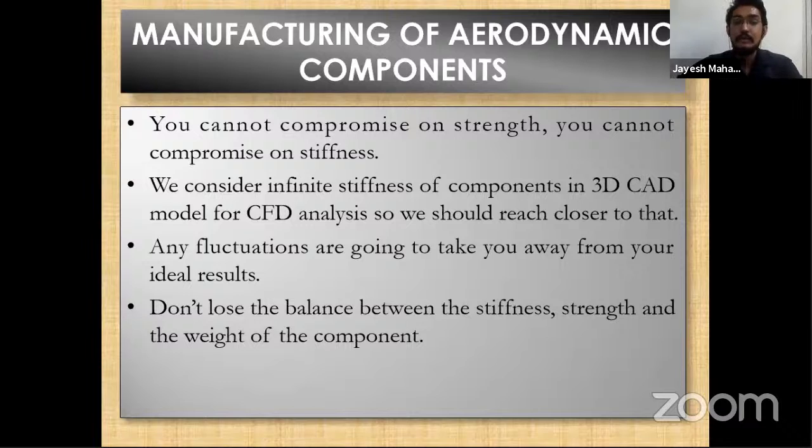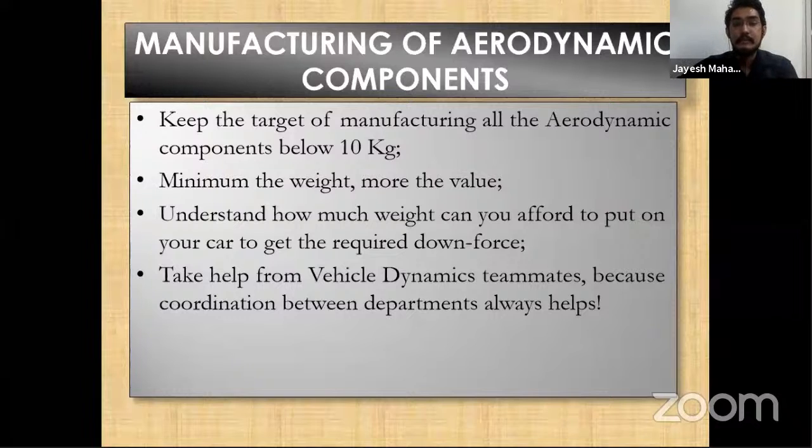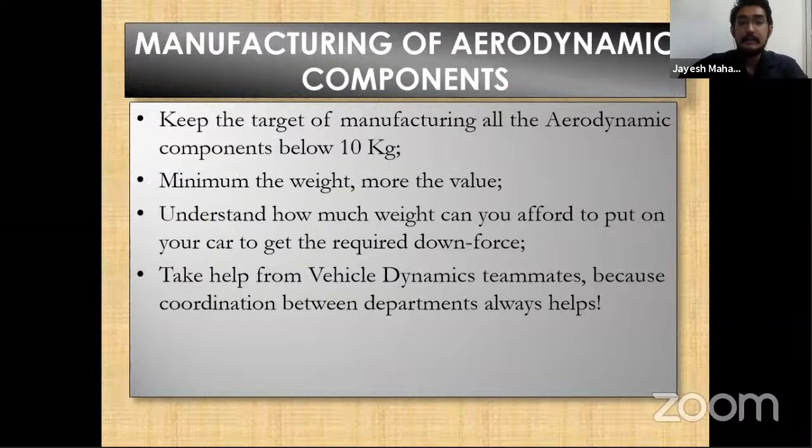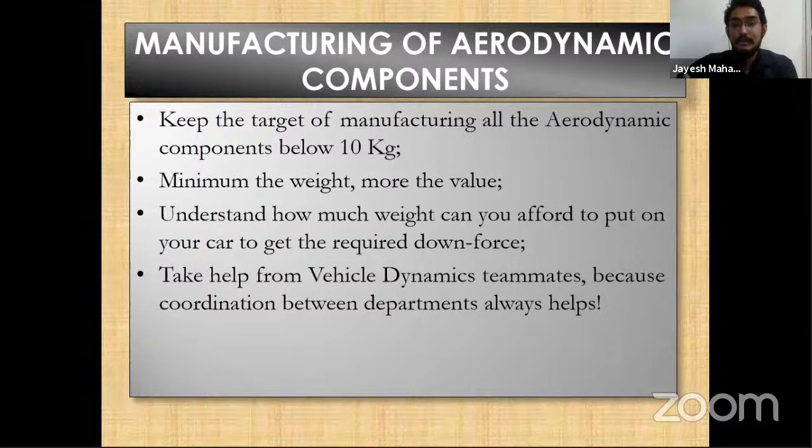Make a note of this, and don't lose the balance between the stiffness, strength, and weight of the component. So in order to increase the strength or stiffness, you also need to check whether you are adding more weight or not, which is under the limit. Up to a certain limit, yes, obviously you can, but you need to check on that. And keep the target of manufacturing all the aerodynamic components, I'm just considering over here the front wing, rear wing, and under tray, below 10 kg, which is quite possible, along with all the mounting points. And the lower the weight, the more value it is going to add to your car.